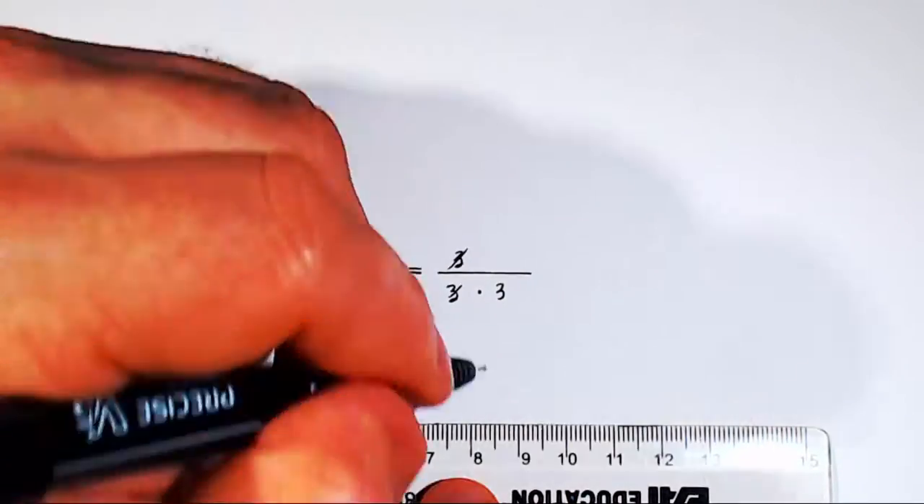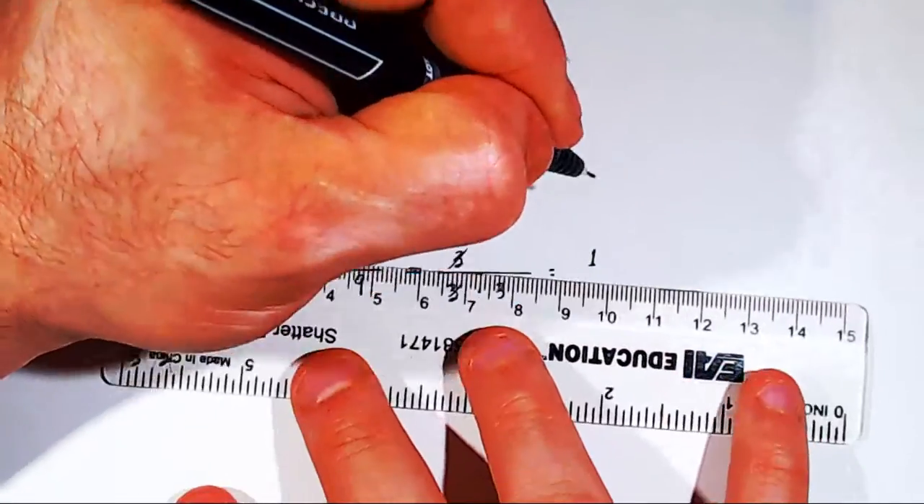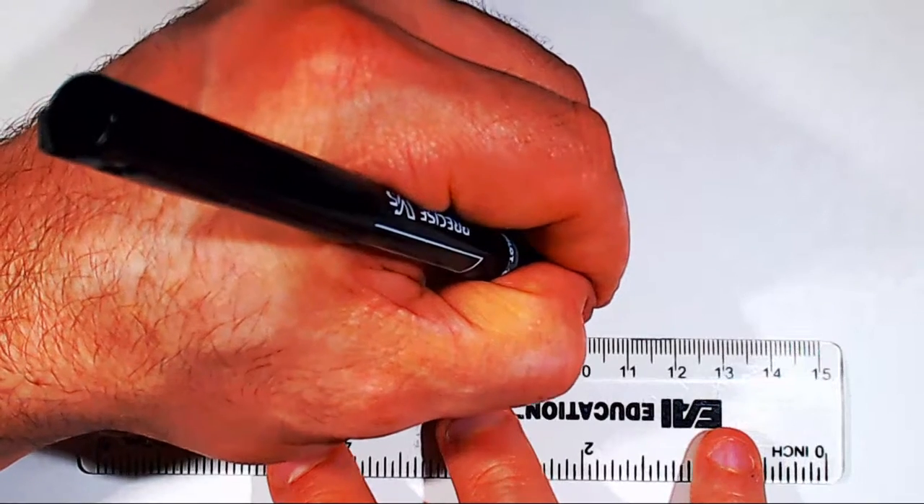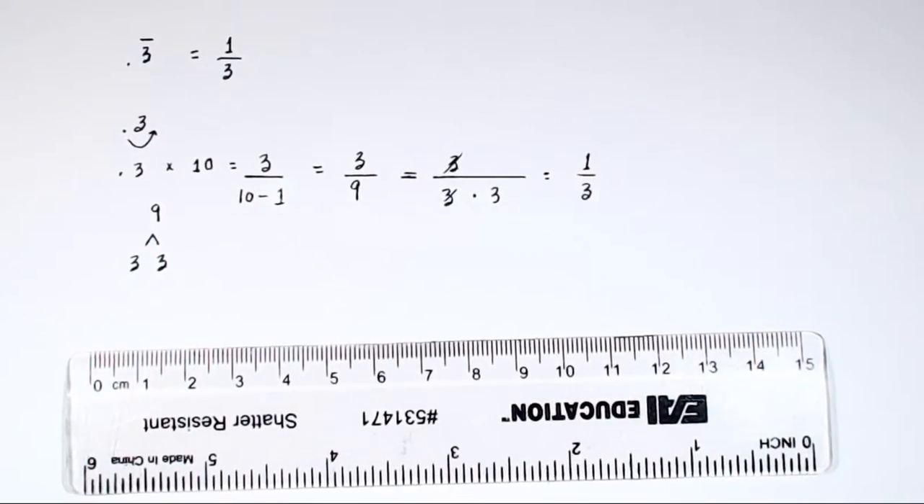Cancel out what can be canceled out, and what you're left with is 1/3. Now, quite honestly, I had not thought about it that way before, but it's kind of interesting that it works out. Let's try another one.